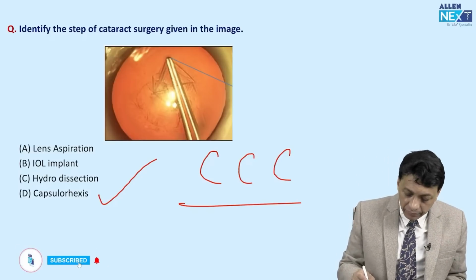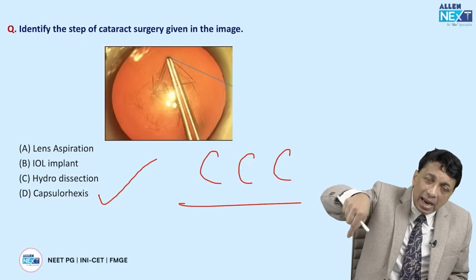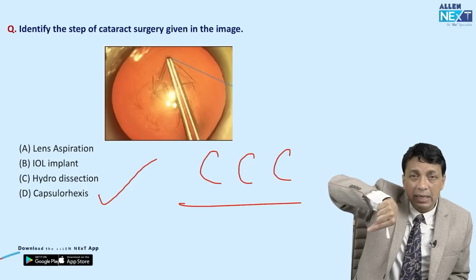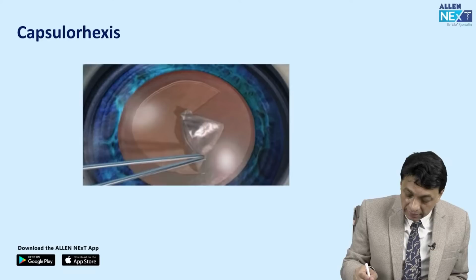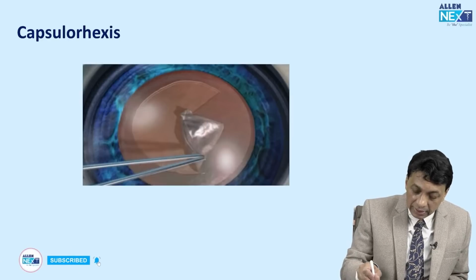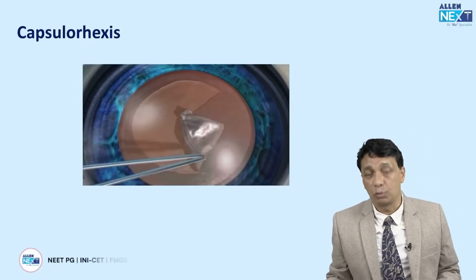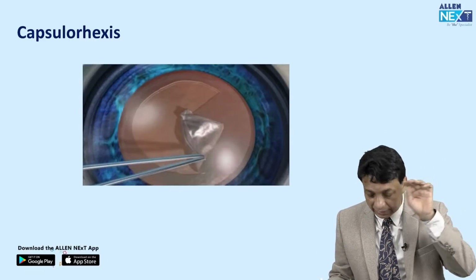This stands for circular continuous capsulorhexis. Tearing the capsule in a single fluid motion like that is the capsulorhexis, which you can see here. See, this is how we're tearing the capsule. In a single fluid motion, we're tearing the capsule like this. So the capsule comes out in a single fluid motion. This is important for us to take the cataract out and to place the intraocular lens.